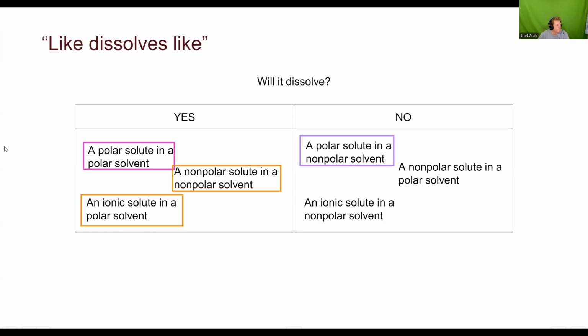So what that means is, let's take the compound trichloromethane.